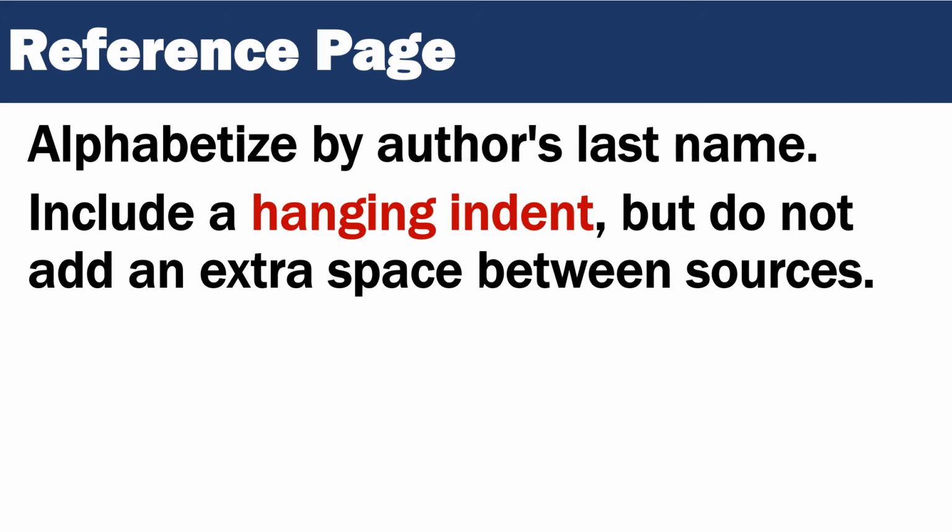This means that the author's name should stick out and the rest of the information should be tabbed over, making it easier for the reader to find a specific source. To do this, you can simply tab the information over, or you can highlight, right-click, click on Paragraph, and use a drop-down box for hanging indent.